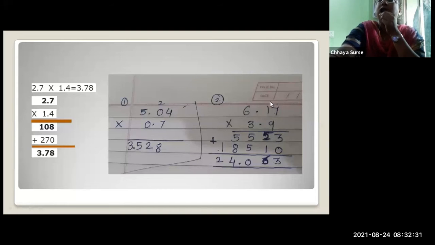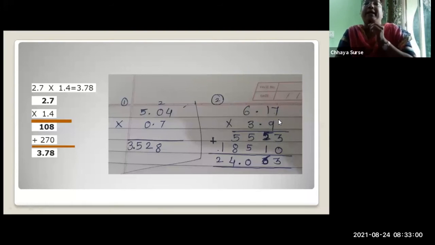Clear? Because here are the 3 decimal places. That's why we have given here the decimal point. So the answer is 24.63, because this is the multiplication of the decimal fraction. Understood? In this way, you can multiply any digit numbers easily.